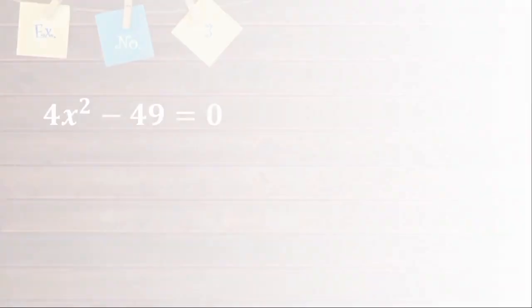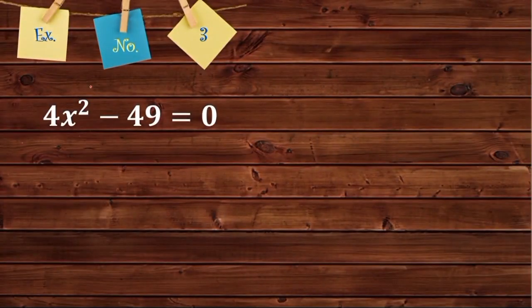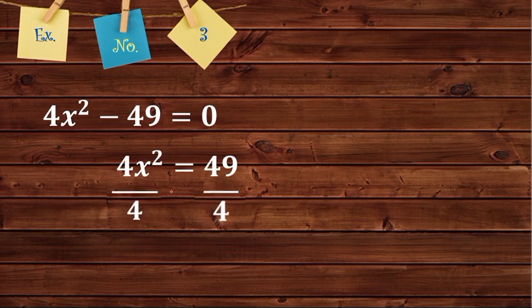And let's have the last example. 4x squared minus 49 equals 0. What you did in the previous example can also be done in this example. Transpose c. So you will have now 4x squared equals 49. Divide both sides by 4. 4 divided by 4, you'll have x squared na lang. Or 4x squared divided by 4 is x squared. And 49 divided by 4 cannot be reduced to lowest terms. So that is why x squared is equal now to 49 over 4.